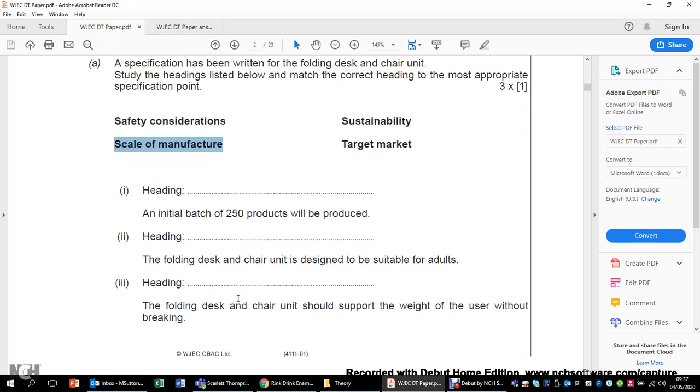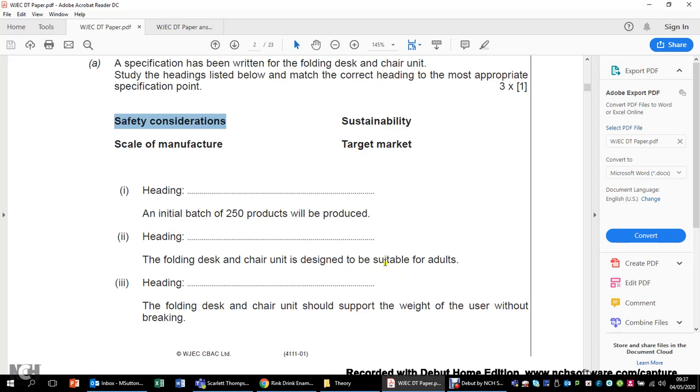And then finally, third one here, the folding desk and chair unit should support the weight of the user without breaking. So you've got there, well, it's obviously not going to be sustainability. None of those are sustainability. But the safety considerations are there because it's all very well and good making it for people, but you've got to imagine worst case scenario, let's say.